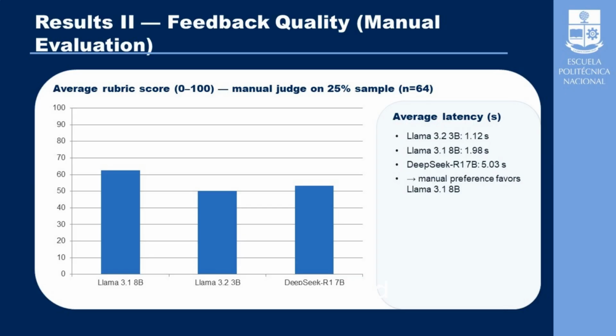Latency is also reported. Llama 3.2 with 3 billion parameters is the fastest, about 1.12 seconds. And DeepSeek R1 with 7 billion parameters is notably slower, about 5 seconds. Operationally, this slide already suggests the trade-off between speed and perceived feedback quality.